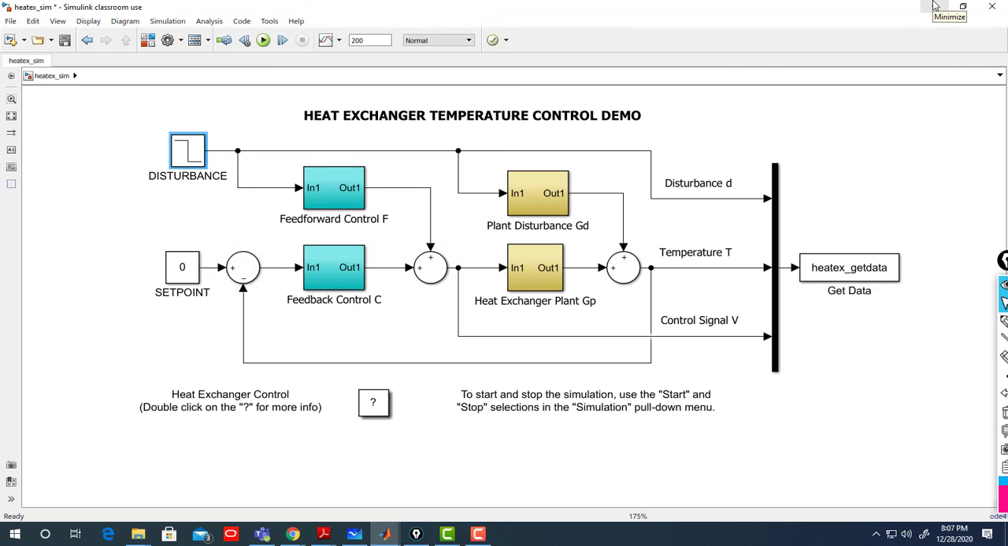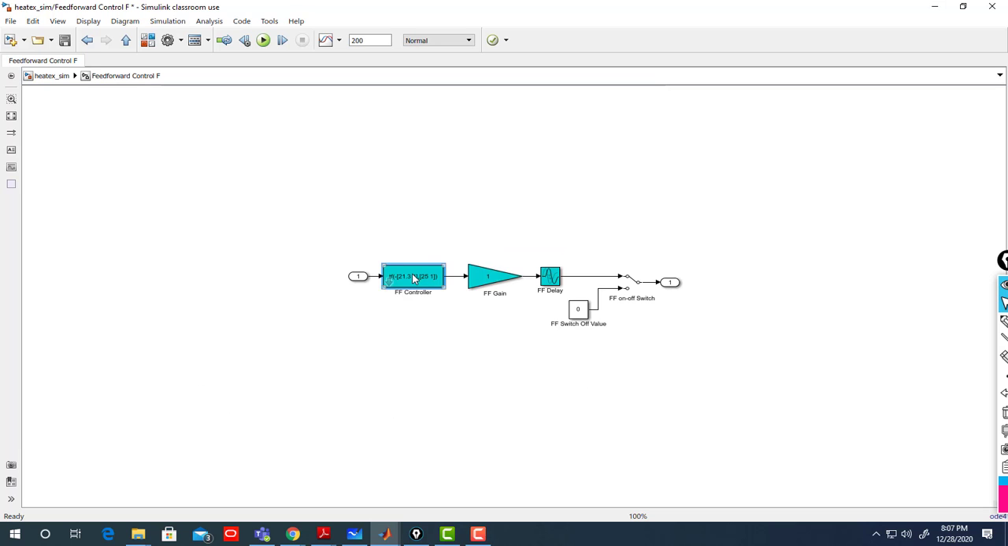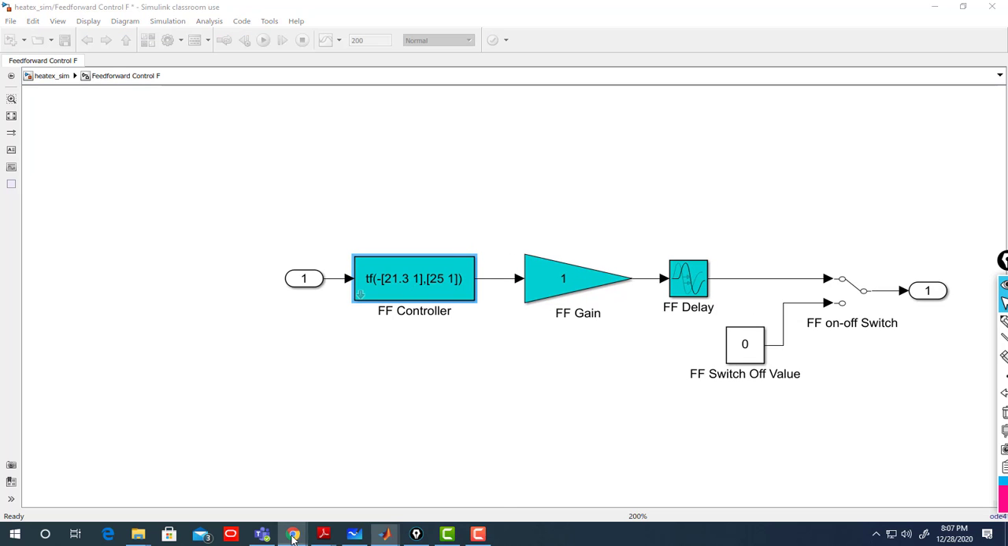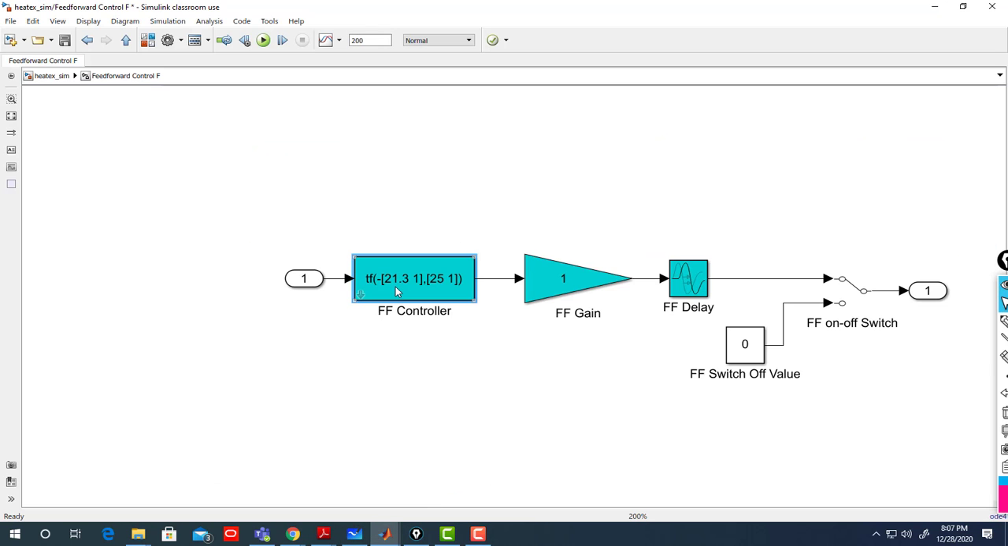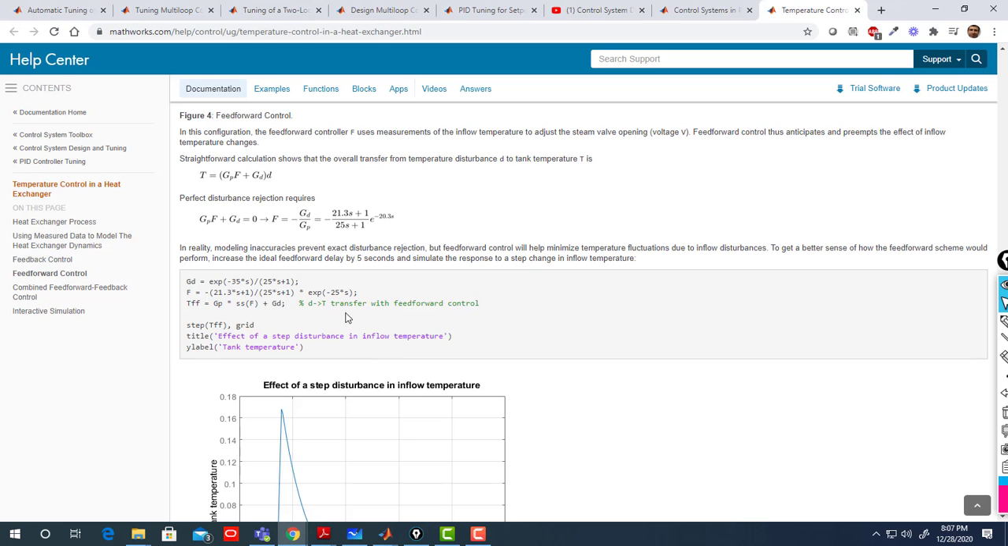Alright, and this is my feed forward control, which I calculated in here, minus GD over GP, minus 21.3S plus 1 over 25S plus 1. So minus 21.3 over 21.3S plus 1 over 25S plus 1. Alright, so it's the same. And this is the delay minus 20.3.